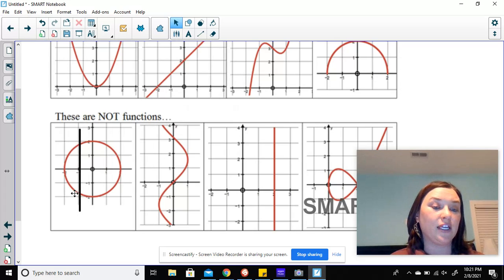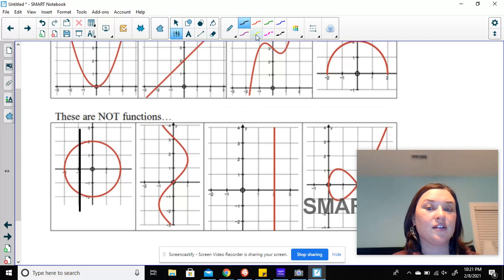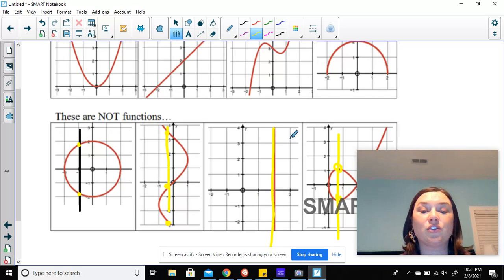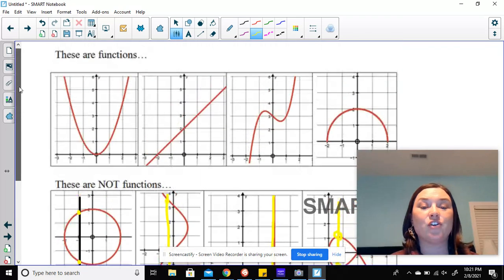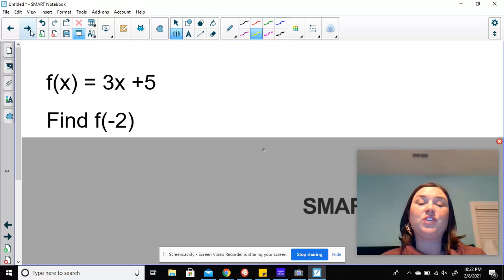So if you look right here, you can see where this right here and right here is touching in two places. Or if I was to draw a vertical line here, you can see it's touching in one, two, and even three places on this one. So these do not pass the vertical line test. That one's touching infinitely many times. This one does not pass the vertical line test. It's touching twice. So in order to be a function on a graph, it has to pass that vertical line test.